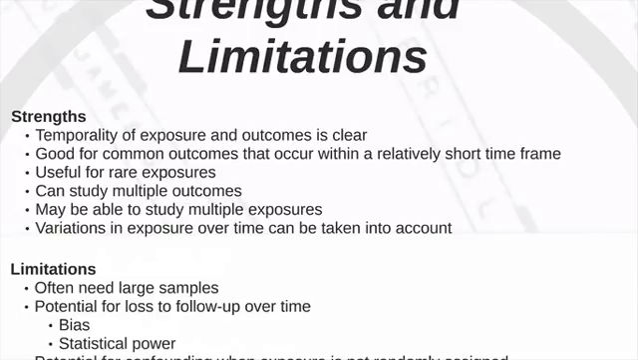So cohort studies are very good for common outcomes that occur in a relatively short time frame. Again, we want to have enough people getting your outcome of interest. We don't end up with zeros everywhere. And it needs to happen quickly enough that we can get funding to study it. Useful for rare exposures, we can really select on who we look at as our exposed group.